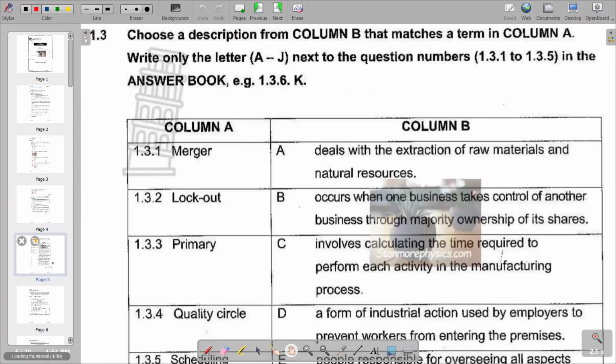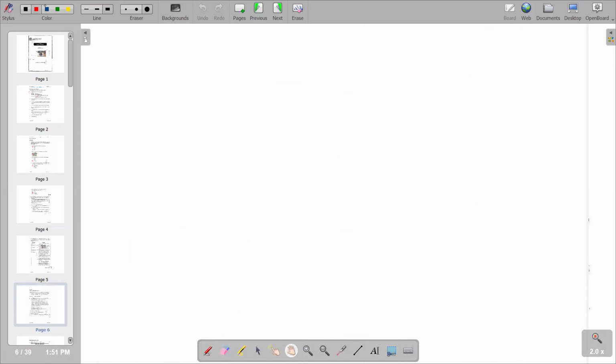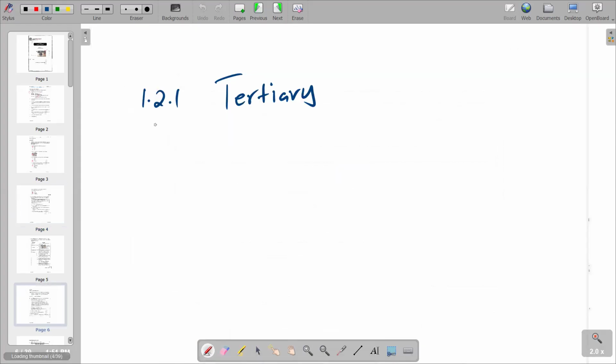So we are saying we have a tertiary sector as the correct response. So I'm moving on, so we can just try to put down your answer as tertiary sector, that is on 1.2.1. Tertiary is the correct response. So moving on to the second part, saying the dash represents the age, gender, and racial composition of the people within the country. And the correct response that we have is demographics. So we have demographics as the correct response.